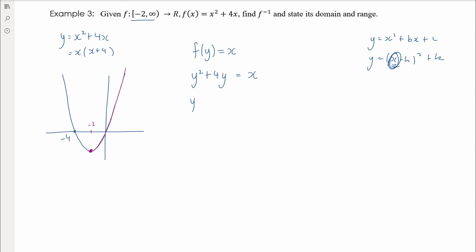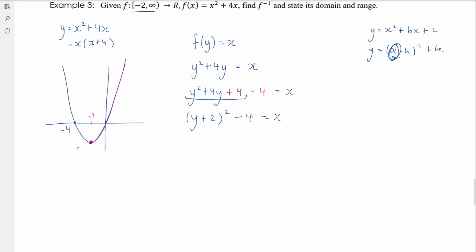So I want to complete the square on the left hand side here so that I can write it in turning point form. I'm going to add in half and square 4, which is 4. I'll take away 4 as well. And so there's the perfect square. That is y plus 2 all squared, take away 4 equals x. So by completing the square, A, we can now see that this turning point is at negative 2, negative 4.